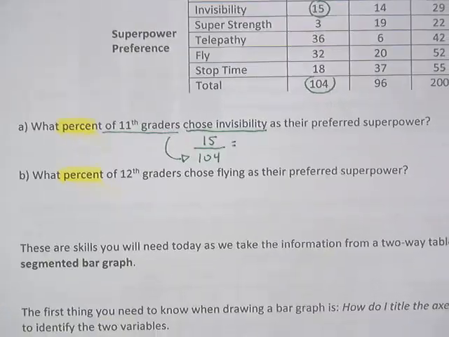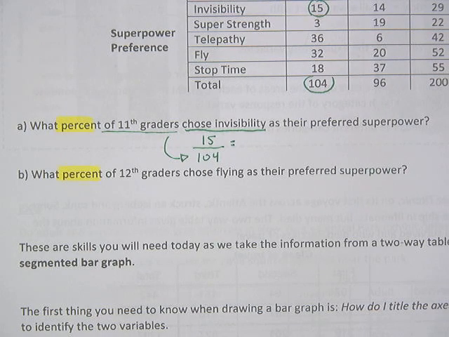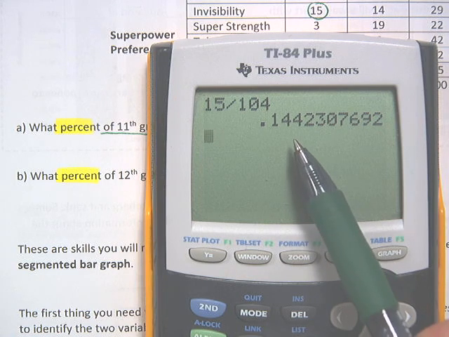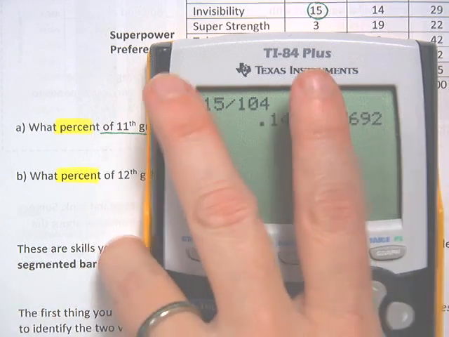So if you'll remember, we just put this in the calculator. 15 divided by 104. Because it wants a percent, we need to be mindful of rounding. So I suggest that you bump your decimal over twice and then round to the nearest hundredth. So that would be 14.42%.